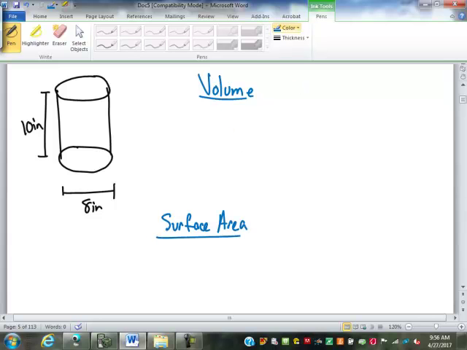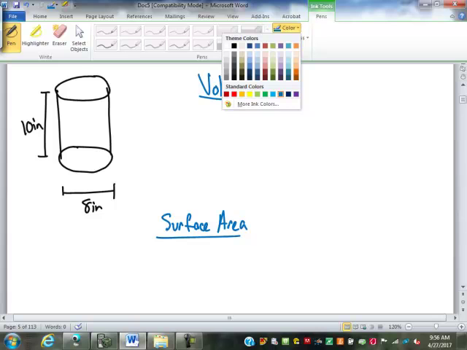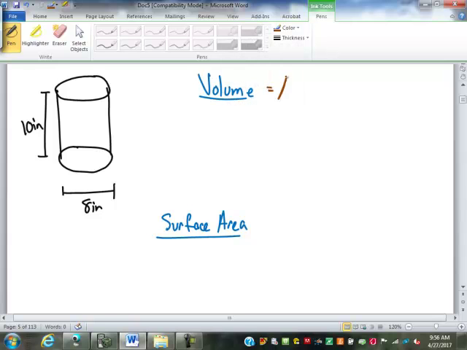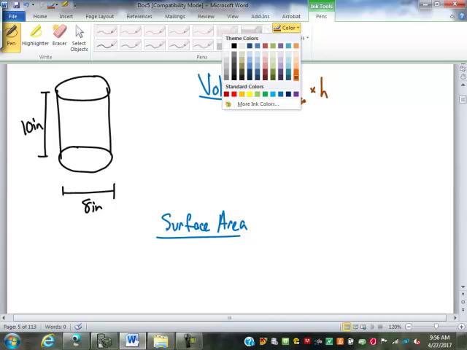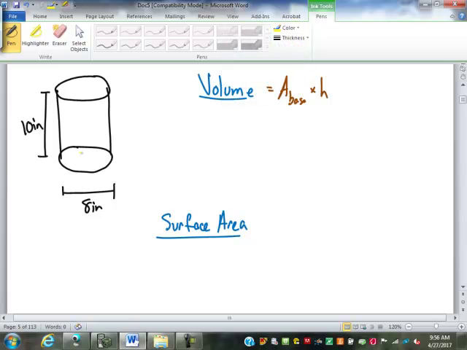This problem right here is one of the reasons why I define volume and surface area the way I do in this class. Volume, remember, is the area of a base times the height, right? The base in this shape is that circle, because that's what can be slid through the whole object, the cookie cutter, right?